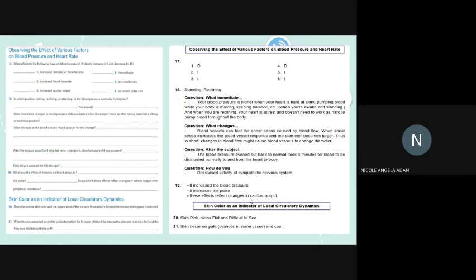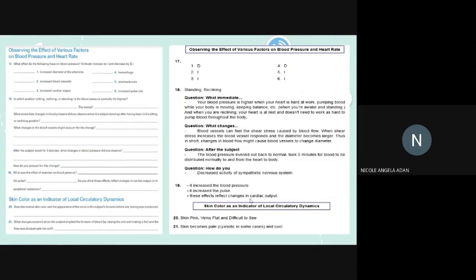Number 18. In which position, sitting, reclining, or standing, is the blood pressure normally the highest? Standing. The lowest, reclining. What immediate changes in blood pressure did you observe when the subject stood up after having been in the sitting position or reclining? So your blood pressure is higher when your heart is hard at work, pumping blood while your body is moving, keeping balance, etc. When you are reclining, your heart is at rest and doesn't need to work as hard to pump blood throughout the body.